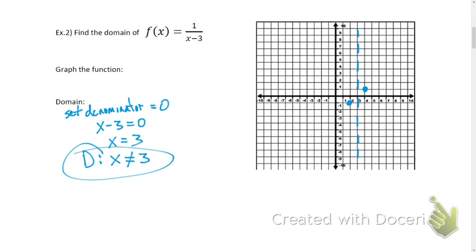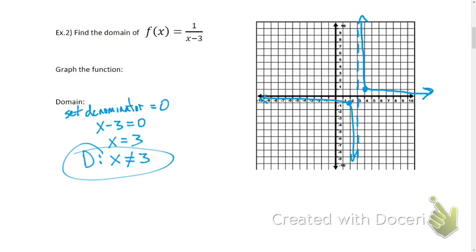So our graph looks similar, but it's just 3 units to the right. So it does something like this. And something like that. That's a bad arrow. Let me fix that. A little better. All right.